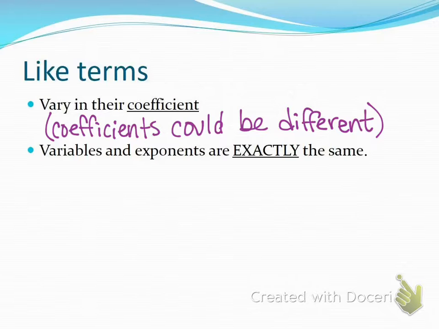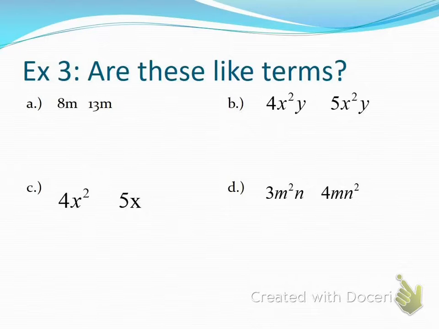But for like terms, variables and exponents are exactly the same. So they have to have the same exact variables, whether that's one or many, and those variables have to have the same exponents from one term to the other. Again, I would get the directions down. Are these like terms? Or you could just put like terms, question mark. That's what we're wondering about these. So our answer will either be a yes or a no.